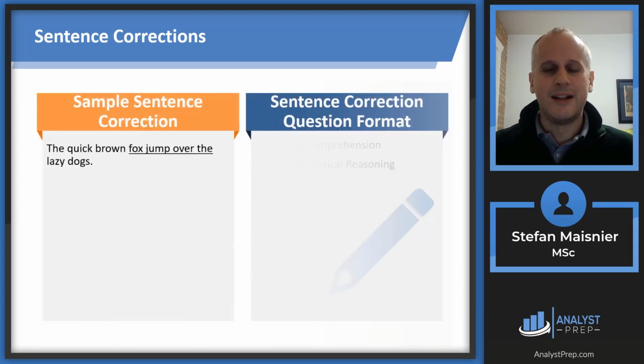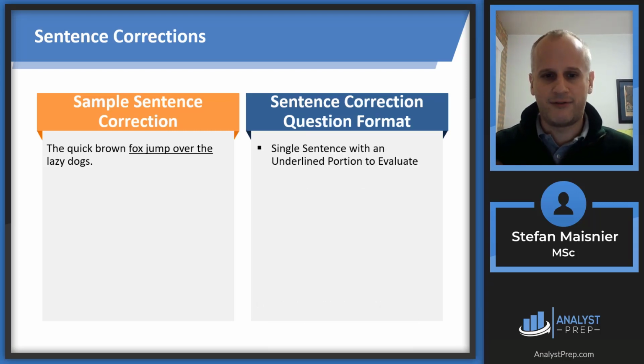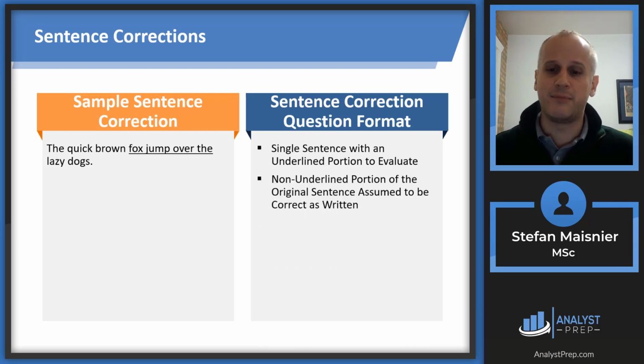So now, let's consider a sample sentence correction. So we've got a sample sentence correction here of the quick brown fox jump over the lazy dog. So you're always going to have a single sentence with an underlined portion to evaluate. In this case, fox jump over the lazy dogs is going to be part of the non-underlined portion of this original sentence, which is always assumed to be correct as written. And you ultimately will end up using that non-underlined portion as sort of an answer key to compare your choices against.